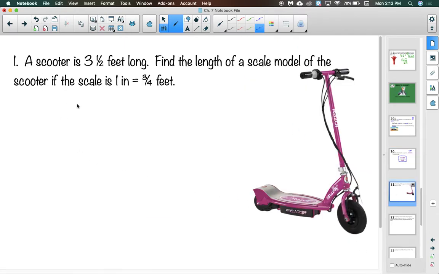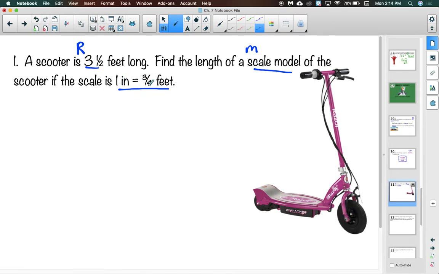Let's do our first example. A scooter is 3 1/2 feet long. That is its real life measurement. Find the length of a scale model. So we're looking for the M, the model length, if the scale is 1 inch equals 3/4 feet. This is the scale that was used to create the model. We're going to find the length of that model now.